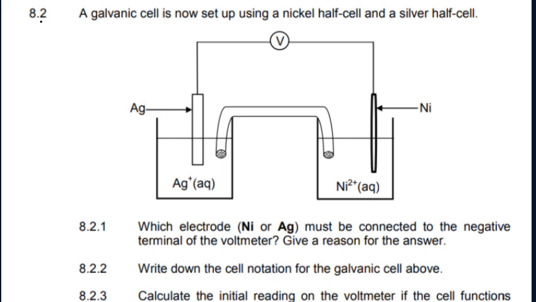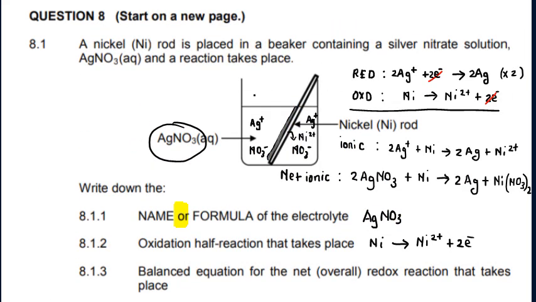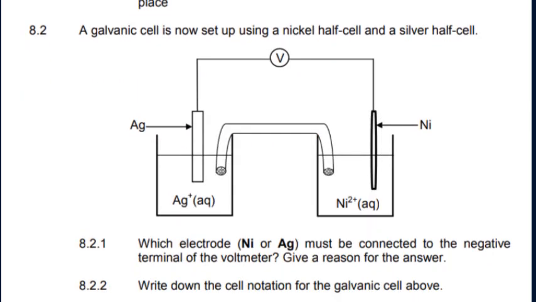Question 8.2 now says a galvanic cell is set up using the nickel half cell and a silver half cell. Basically what they're doing now is, because they realize that there's a reaction happening when you combine Ag+ ions with a solid nickel rod, they're actually using this to do some work, which is to produce electricity. So this is a battery.